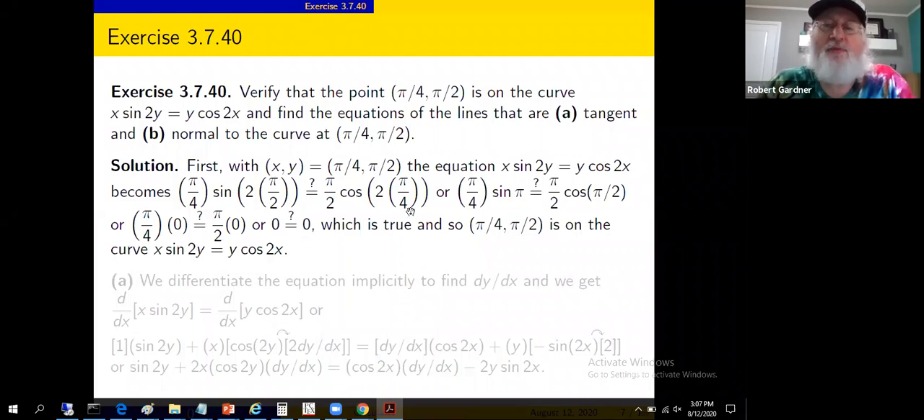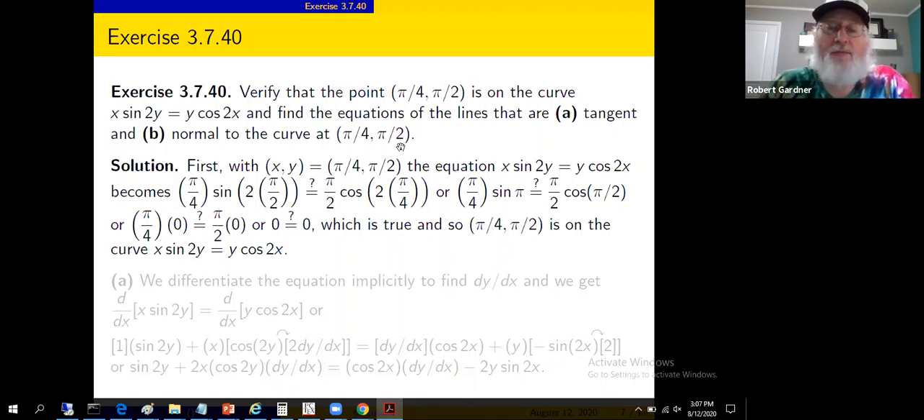Notice I put little question marks over the equal sign. I didn't know they were equal till we got to the end. So it's kind of as if we're asking the question, are these the same? So I mean, not right equals, that assumes what we're trying to show. But we've seen that we do get the equality here. This is true. 0 does equal 0. And so, in fact, that point does lie on that curve for what it's worth. They want us to find the equation of the line tangent to that curve at this point.